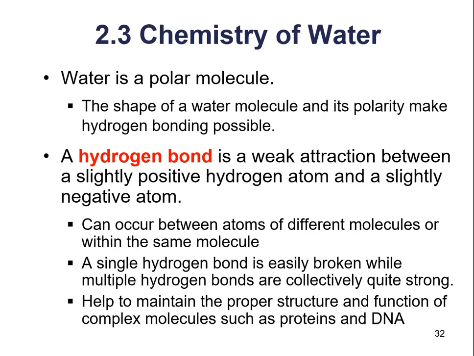All right. So what is a hydrogen bond? It's a weak interaction between a slightly positive hydrogen atom and a slightly negative atom. Any other slightly negative atom. It could be an oxygen atom in another water molecule. But basically, a hydrogen bond is an interaction between a slightly positive hydrogen and a slightly negative atom. Okay? Like I just said, it can occur between atoms of different molecules or within the same molecule.